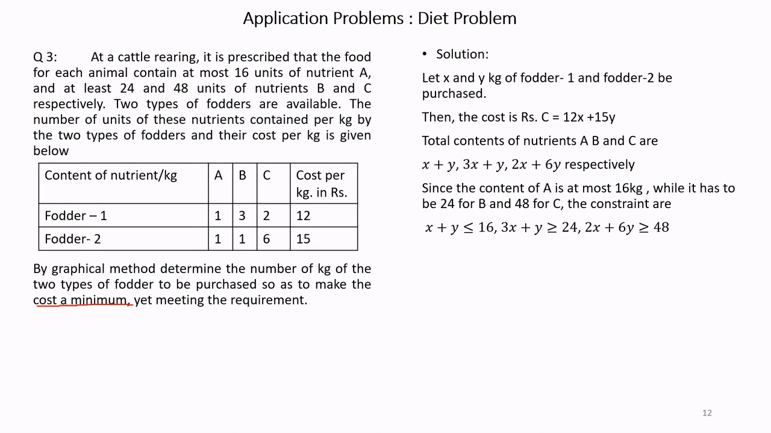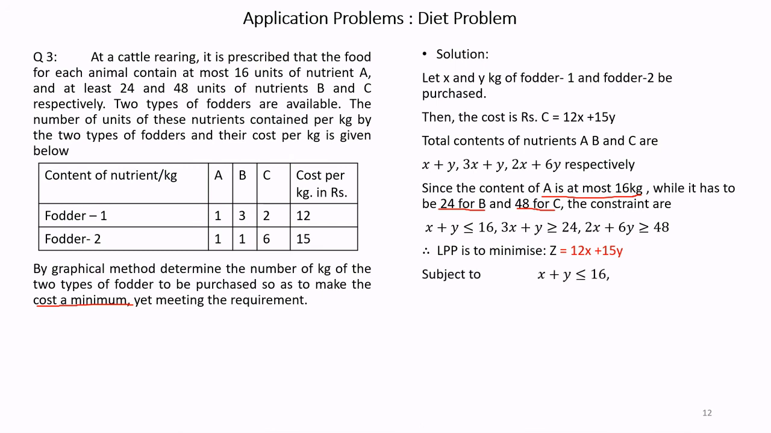It is given, you see here, for C it is given, for A it is also given 16 kg and B is equal to 24. It is given. So now the cost function of the LPP is to minimize Z is equal to 12x plus 15y.